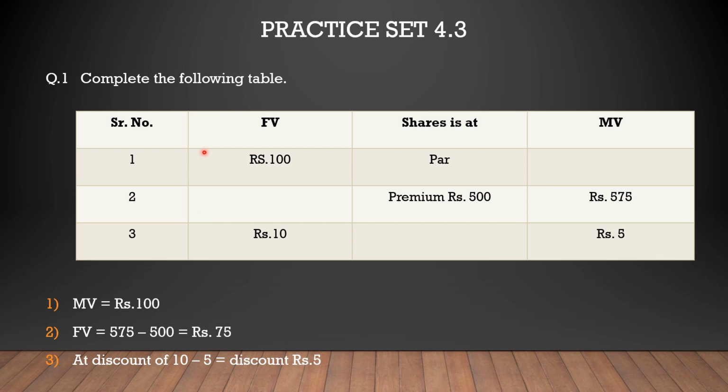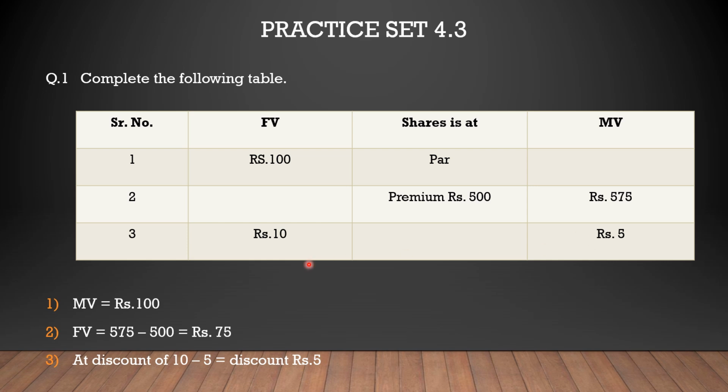In the first case, FV, which means face value, is given, which is rupees 100. Shares is at par, and we have to find MV, which means market value. In the second case, we have to find FV. Shares is at premium rupees 500. MV is given, which is rupees 575. In the third case, FV is given, which is rupees 10. We have to find what the shares is at, and MV is given, which is rupees 5.